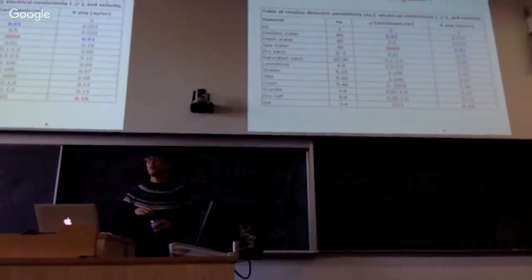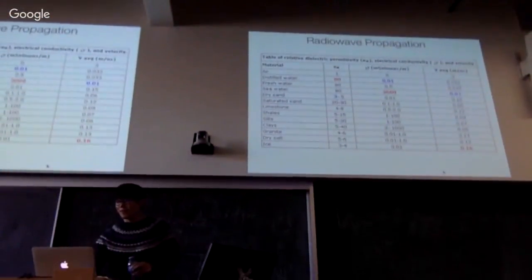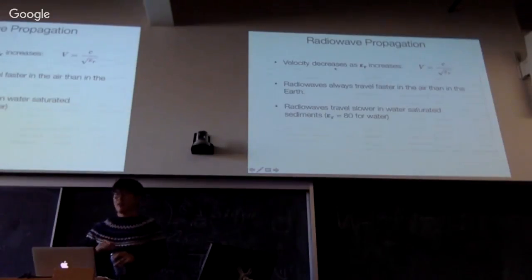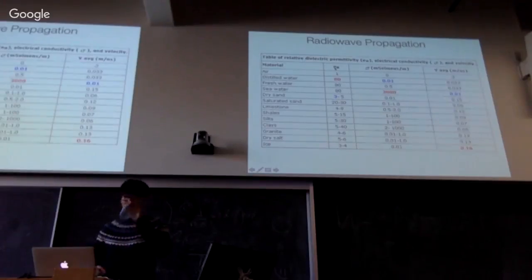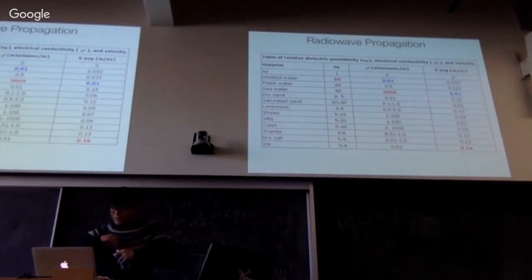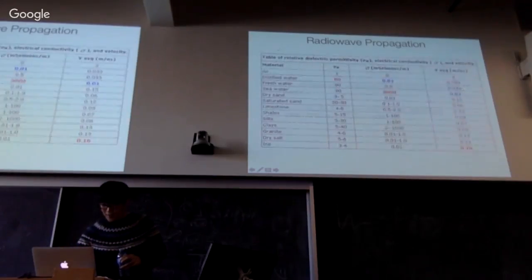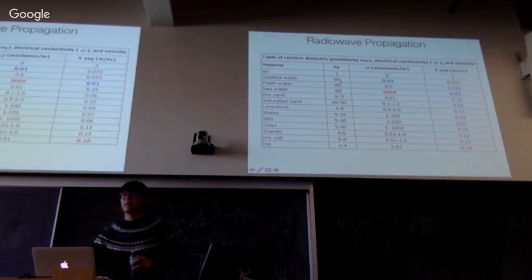And those are the tables. So for a given material, what are the velocities? What are the relative permittivities? But the interesting thing is these two. Look at the distilled water and the seawater. Their dielectric permittivity is basically the same, okay? But their conductivity is quite different, and now their velocity is actually different.